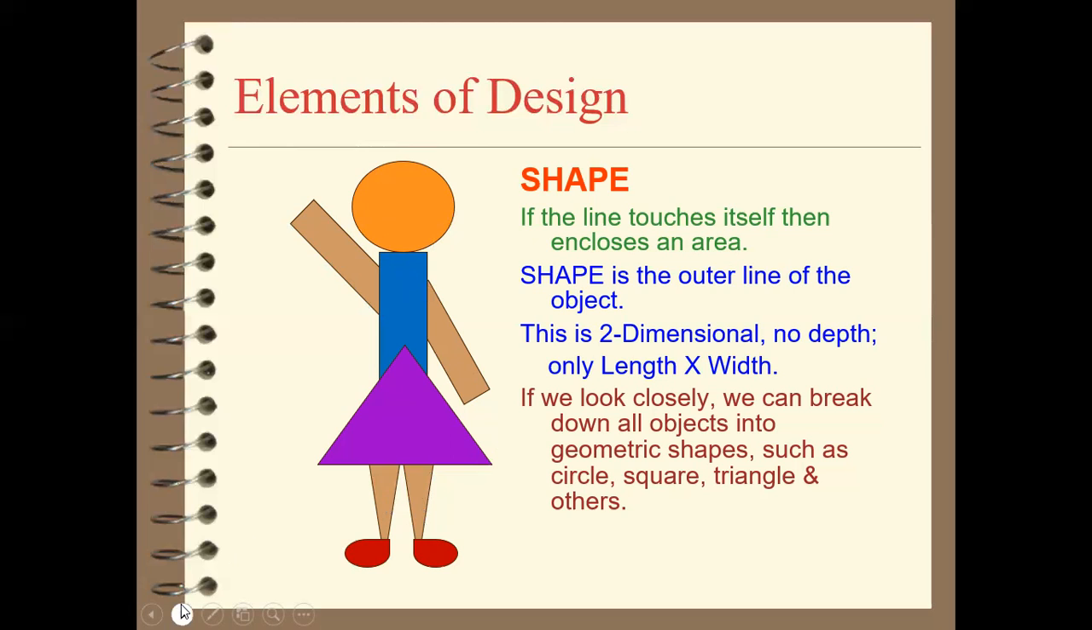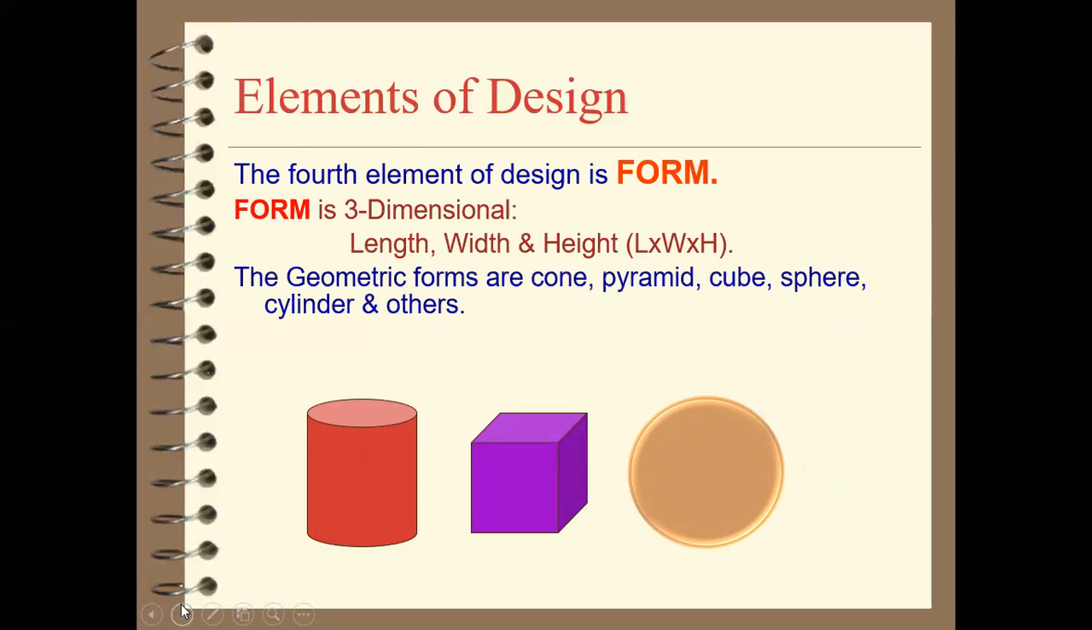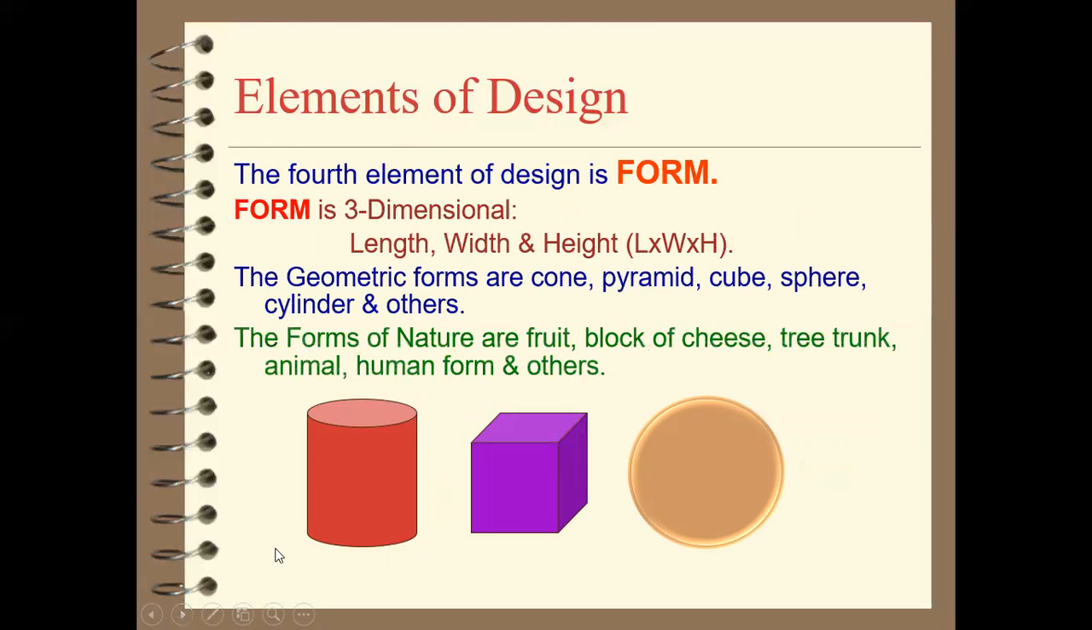Okay, so now we have the fourth element of design, which is form. So form is three dimensional, length, width, and height. Okay, so it already has a depth. The geometric forms are cone, pyramid, cube, and sphere, cylinders, and others. So the forms of nature are fruit, block of cheese, tree trunk, animal, human form, and others.